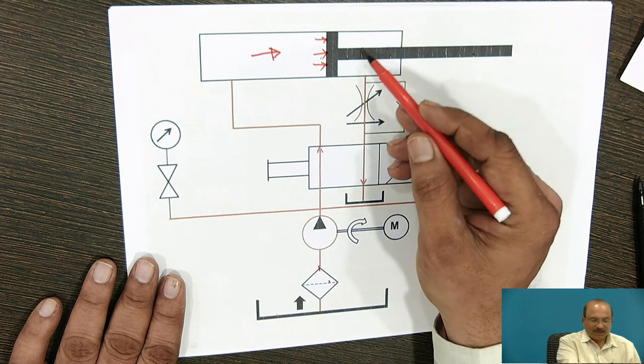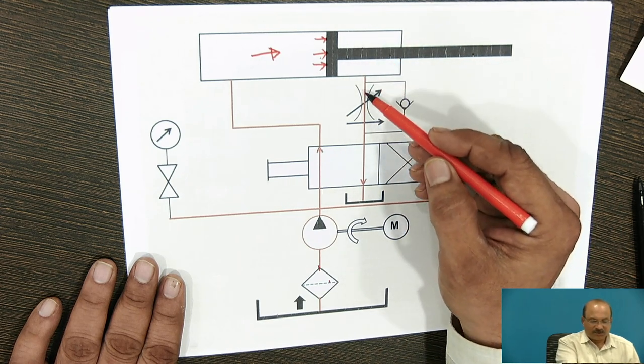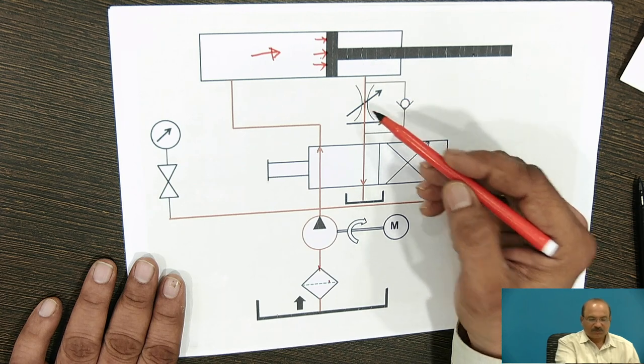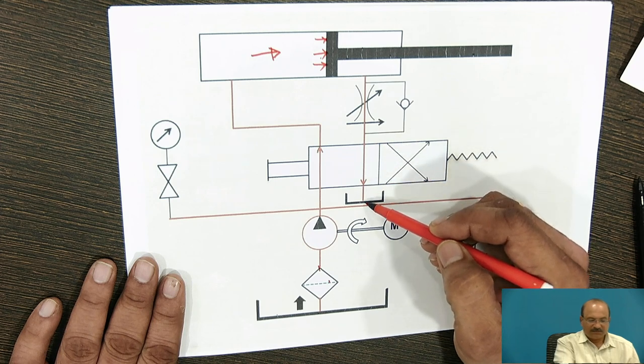At that time, whatever oil is available here will come through this particular way. It comes through this way, and then it comes to this one.